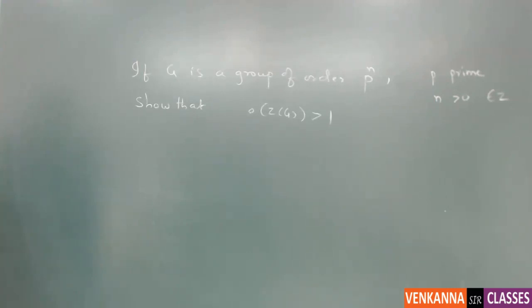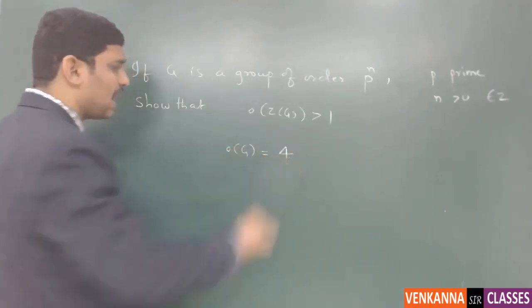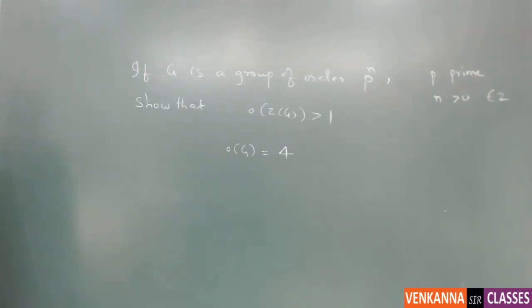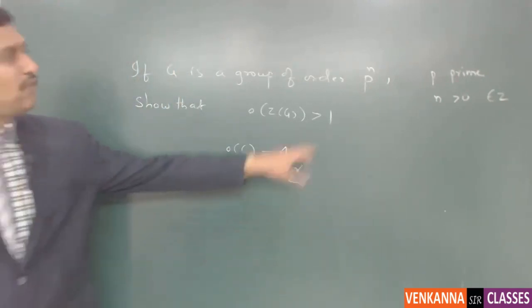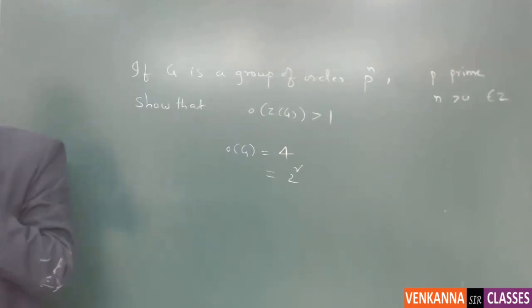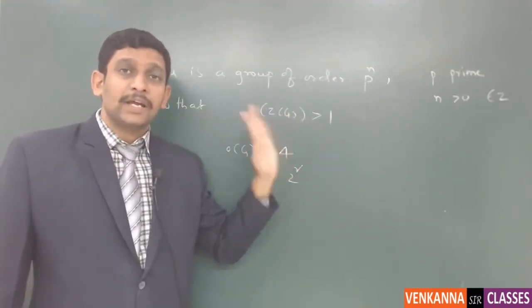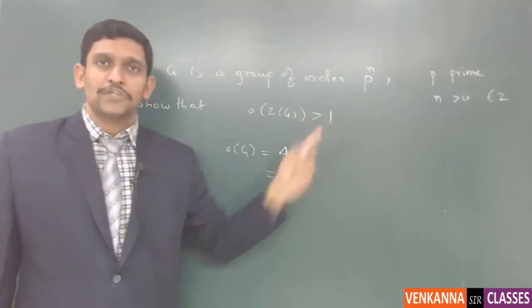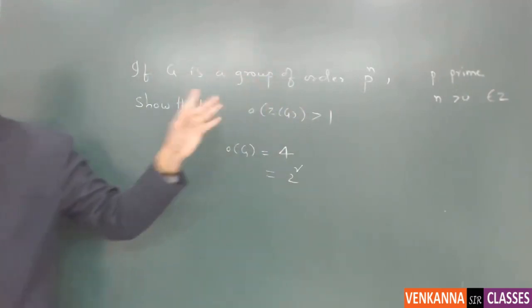Have you noted that? Now just understand the concept. Suppose I have taken that the order of G is equal to 4. So what it means, the order of the group is 2 square. It is of the form p power alpha, say. Right. So if you calculate how many elements are there in the center, it must always be greater than 1. So at least 2 elements will be there in the center. That is the objective of the problem. Fine.